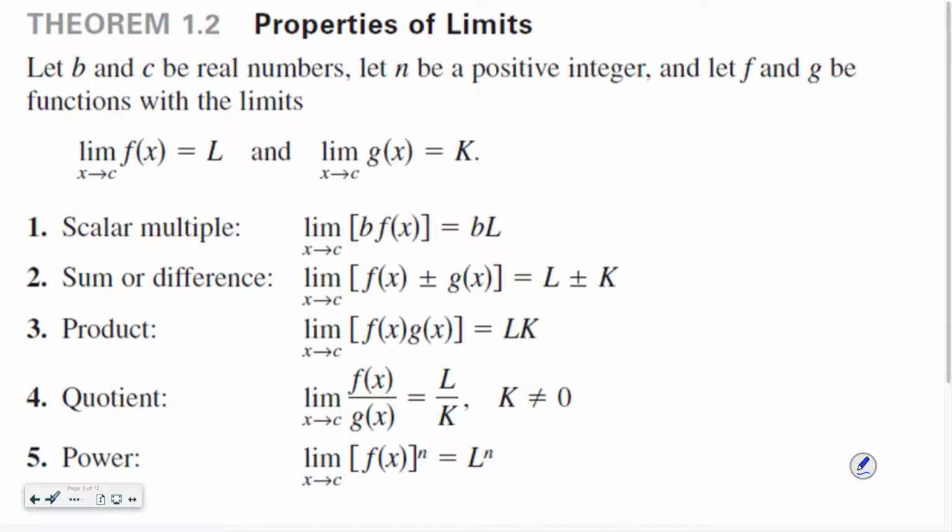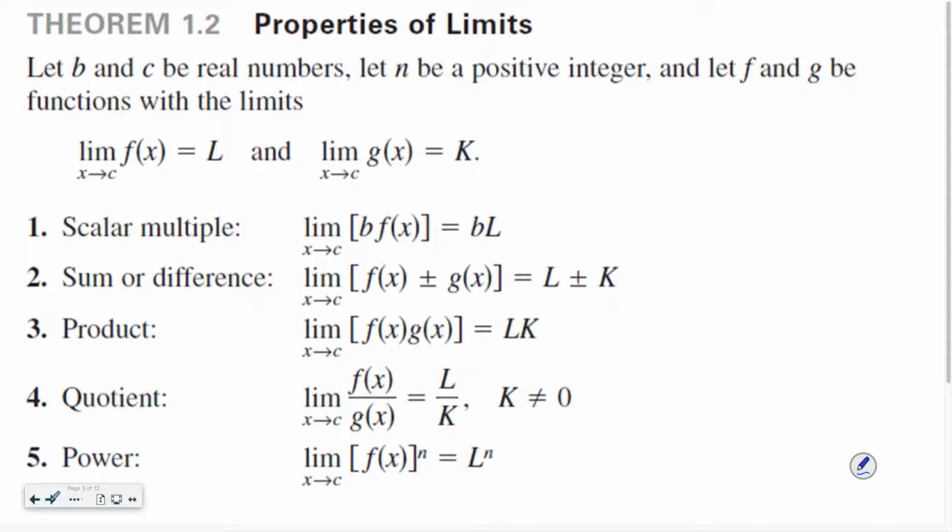Okay, you were probably going to do that even if I didn't tell you that was a rule. Same thing with multiplying and dividing. If we have functions multiplied together, we can calculate their limits and multiply those numbers together, or divide those numbers together, as long as we don't have a 0 in the denominator.